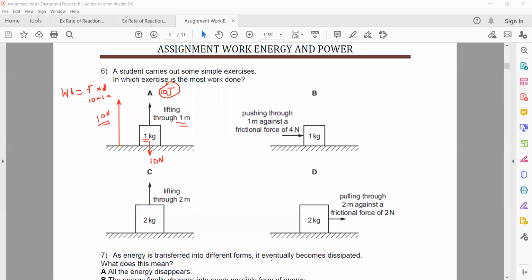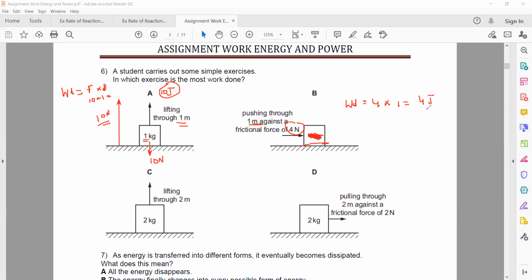Yeah, it's clear now. But when you are moving the object horizontally, you're not lifting the object. The weight affects the frictional force, but it has no direct relation with the force you have to apply. It depends on the texture of the surface, on the frictional force. So you are applying a force of 4 Newton to move the object 1 meter. How much work is done here? When you are moving the object horizontally, you don't have to bother about its weight. So it will be 4 multiplied by 1, which is equal to 4 joules.